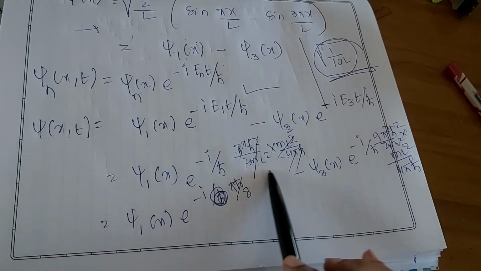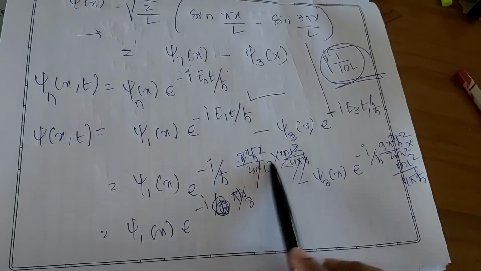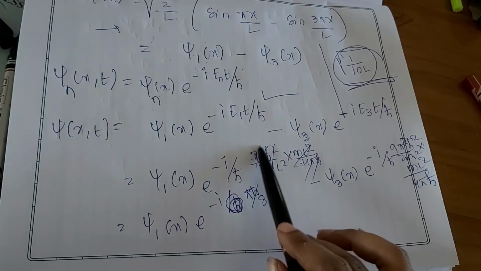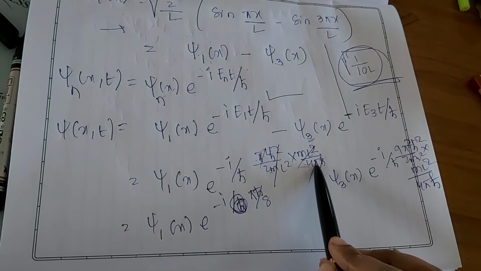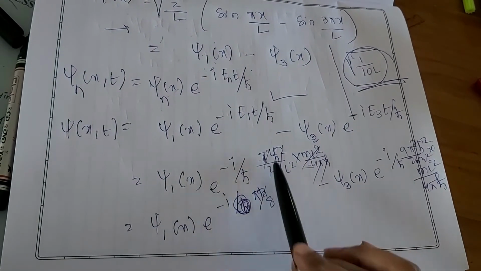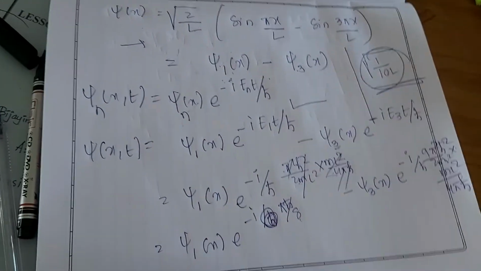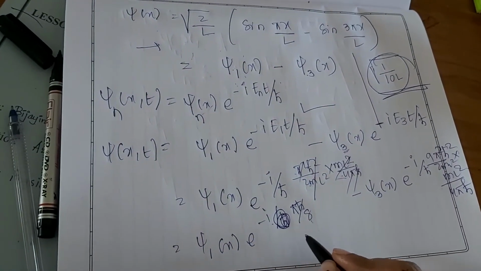Pi square h-cut square by 2 m L square into m L square by 4 pi h-cut. So h-cut square will get cancelled, pi square over pi gives pi h-cut, and here L square. So okay, this one is correct. So minus i pi h-cut by 8.